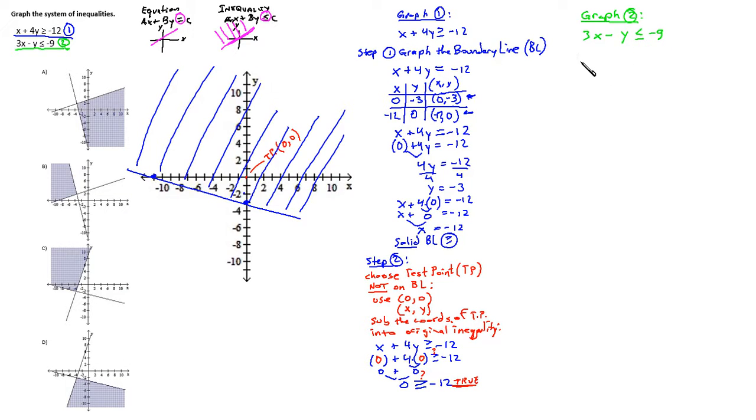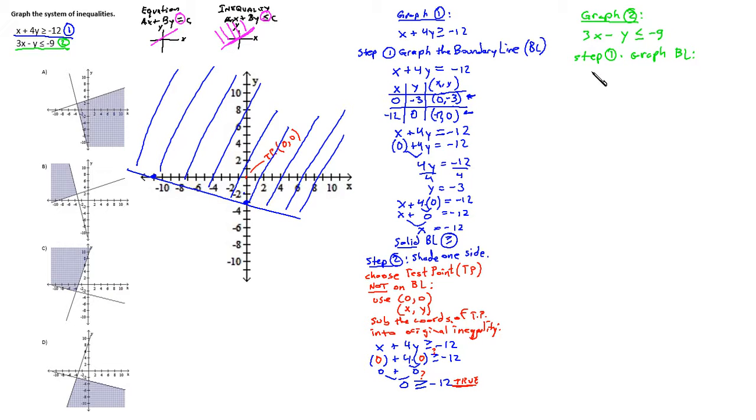So step 1 is the boundary line. Step 1, graph the boundary line. And before I forget to, let me just put a label on this. Let me go back here. Step 2 down here was shade one side. We're determining the shading in step 2. Okay? Step 1 was the boundary line. Step 2 is choosing which side to shade. Okay, so here we go.